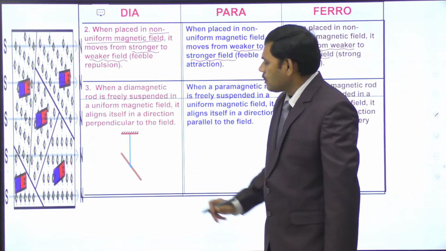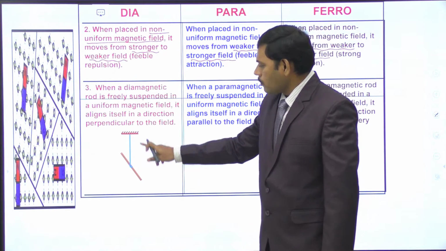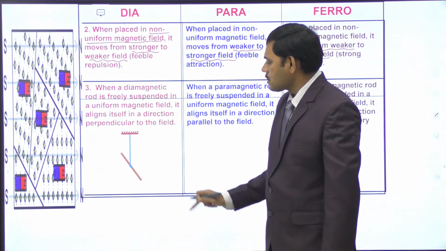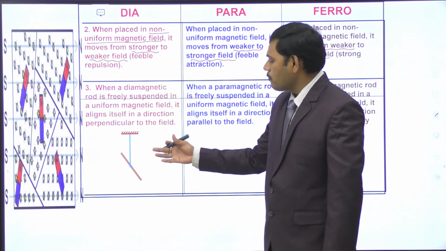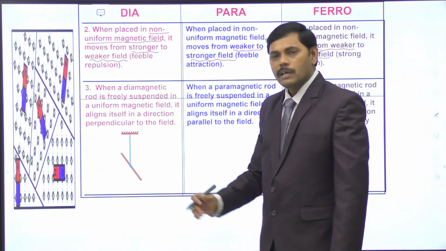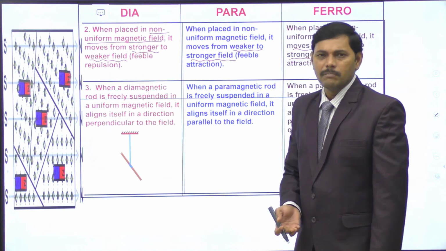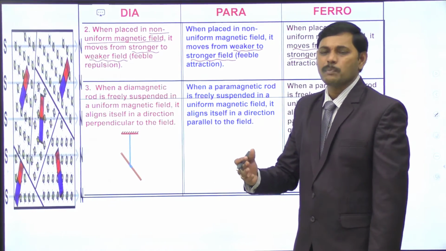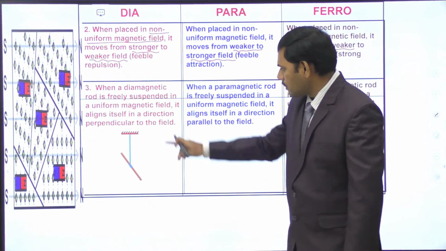Let this be a diamagnetic substance such as copper. We suspend the diamagnetic substance in a uniform magnetic field. Externally we apply a uniform magnetic field and we suspend the diamagnetic material in it. It is repelled by the magnet so that it aligns perpendicular, it rotates to the perpendicular direction of the magnetic field. That is the point here.